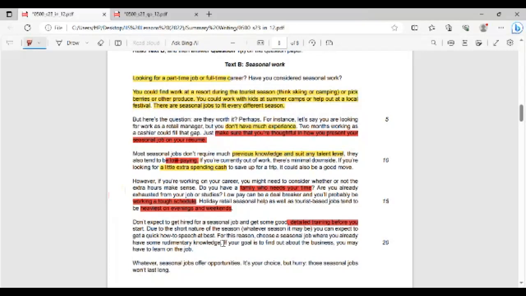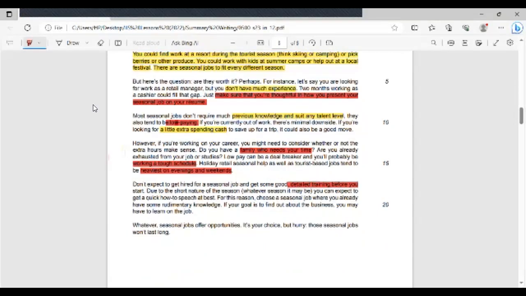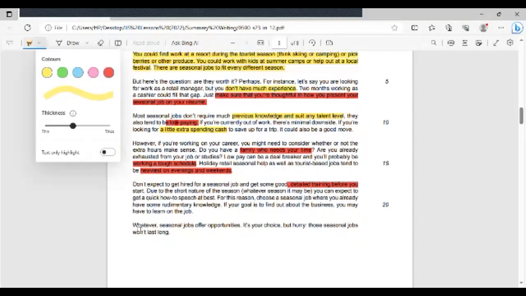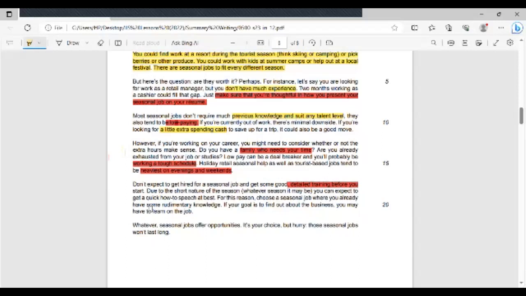All right. And then you have, for this reason, choose a seasonal job where you already have some rudimentary knowledge. If your goal is to find out about the business, you may have to learn on the job. So it's still part of experience. Seasonal job offers opportunity to gain experience while working on the job. Okay. So that's you learn on the job. I think this is an advantage, not a disadvantage, an opportunity, a possibility of learning on the job. So this offers you the possibility of gaining experience. Whatever, seasonal jobs offer opportunity.